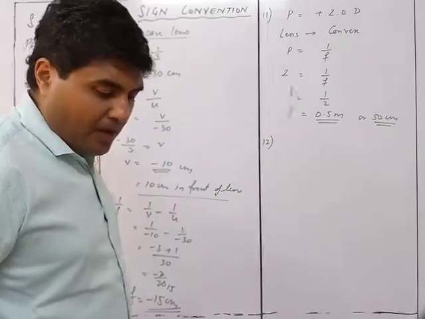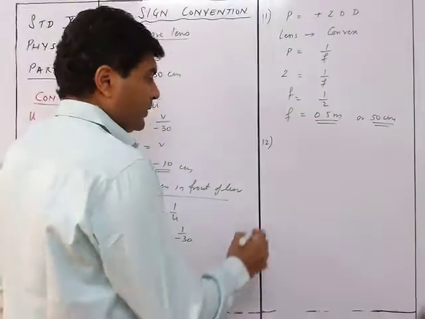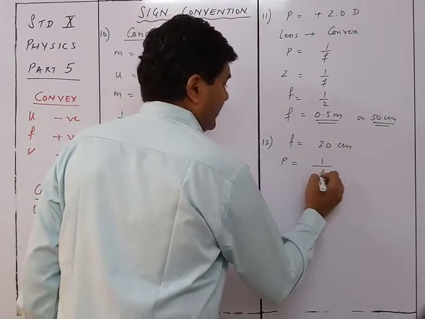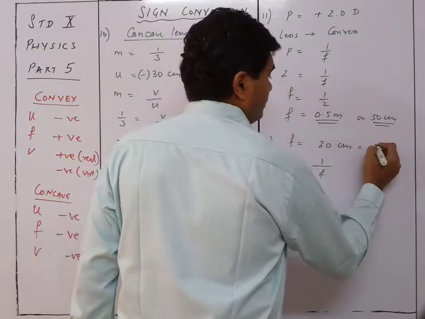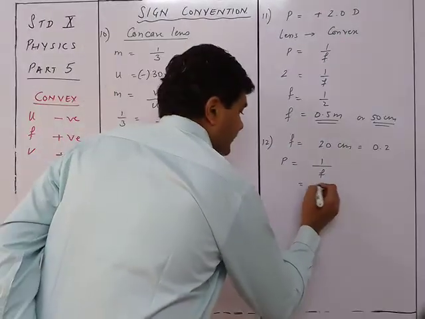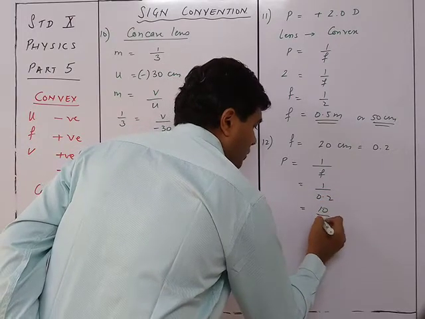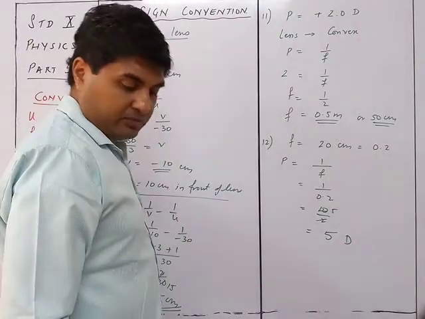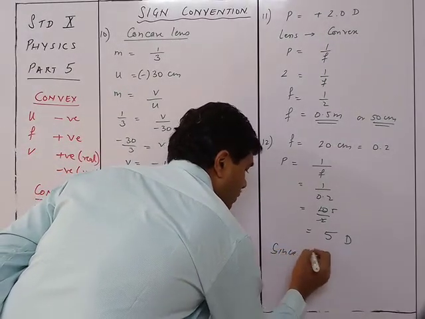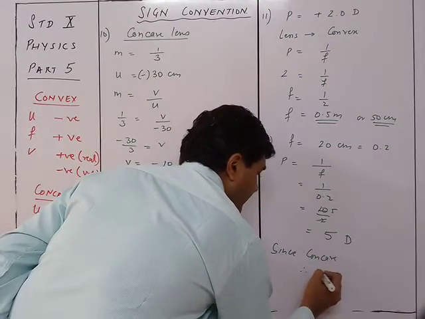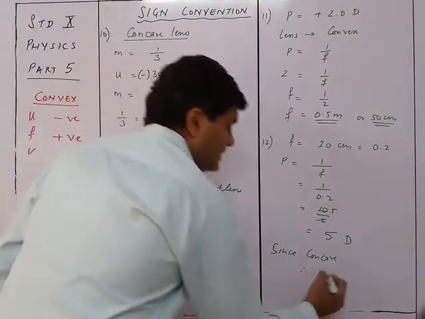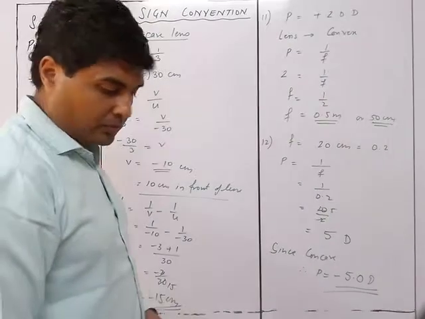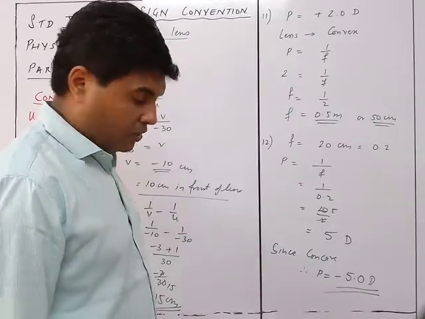Sum number 12. Express the power with sign of a concave lens of focal length 20. So we have got F is equal to 20 centimeters. So power is equal to 1 upon F, that is 1 upon 0.2, which is 10 upon 2, equal to 5 diopter. Now this is concave, therefore P is going to be minus 5.0D. Okay, minus 5D, concave.